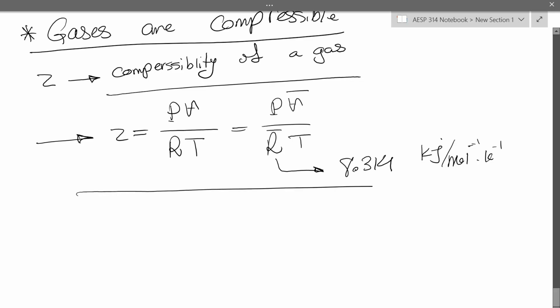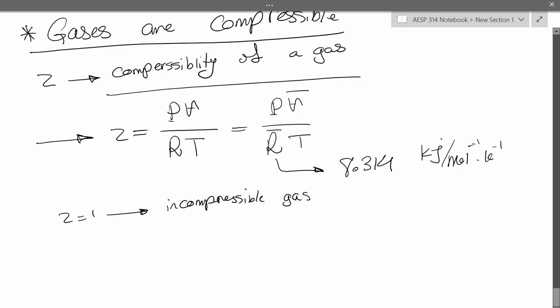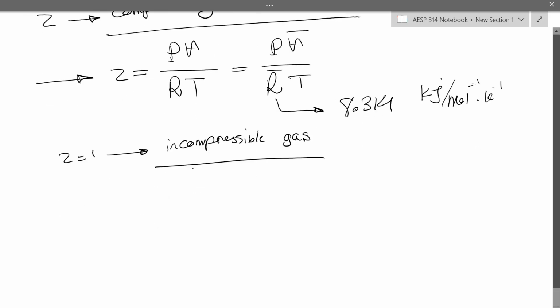So the first thing that comes into play when dealing with gases is the compressibility factor Z, which of course when Z is equal to 1, we are dealing with an incompressible gas, right? That's based on definition. When Z is equal to 1, we say we are dealing with an incompressible gas. Let's do that. Let's put Z equal to 1 and see what happens.